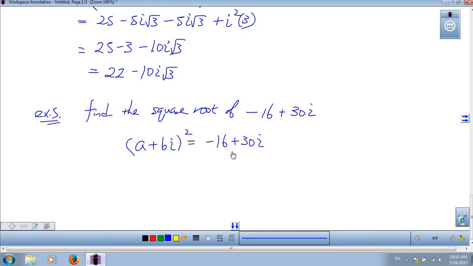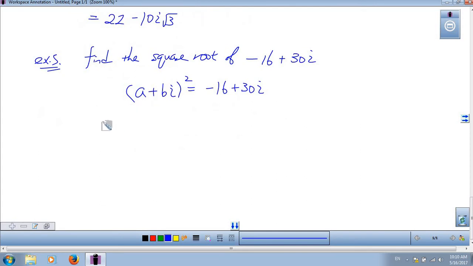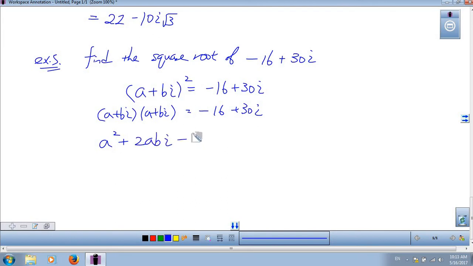So let's expand a plus bi. So (a plus bi) squared is a plus bi times a plus bi, right? And that is equal to negative 16 plus 30i. Let's go ahead and multiply this out. So it will be a squared plus 2abi minus b squared.